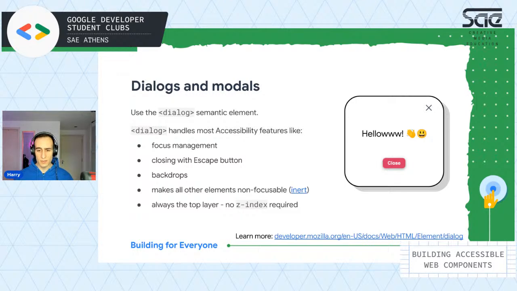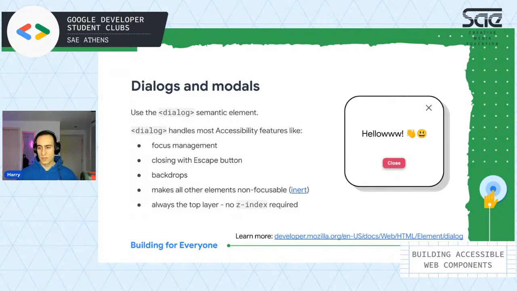It has a built-in backdrop that you can style, which can make the rest of the page faded. And it's always rendered on the top of the page. So any other layer that you might have below will stay below the dialog. Now, this is very tricky to get right if not using dialogues.